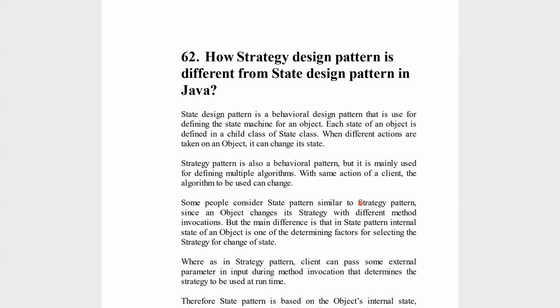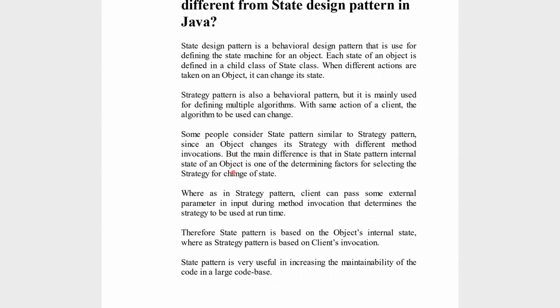However, we know strategy is totally dependent on the algorithm part, like the way we talked about the .txt, .jpg, and all those things. Now, some people consider state pattern similar to strategy pattern because the object changes its strategy based on different method invocation. But the main difference is that in the state pattern, the internal state of an object is one of the determining factors for selecting the strategy for change of state. Whereas in the strategy pattern, you are changing the external parameters.